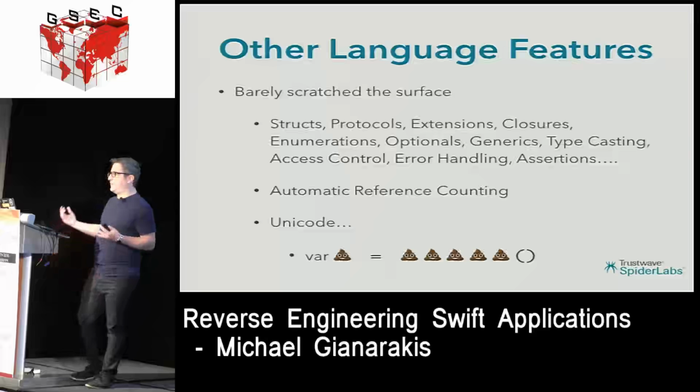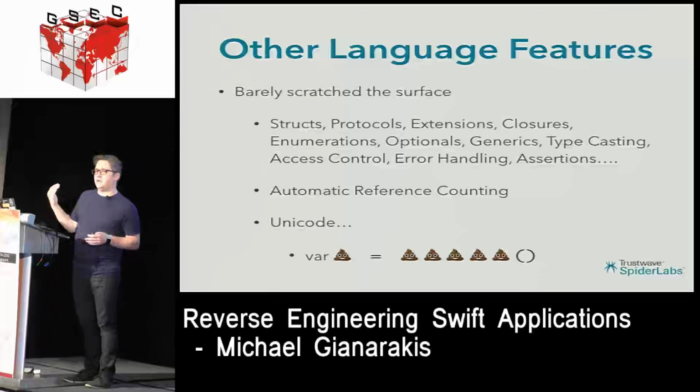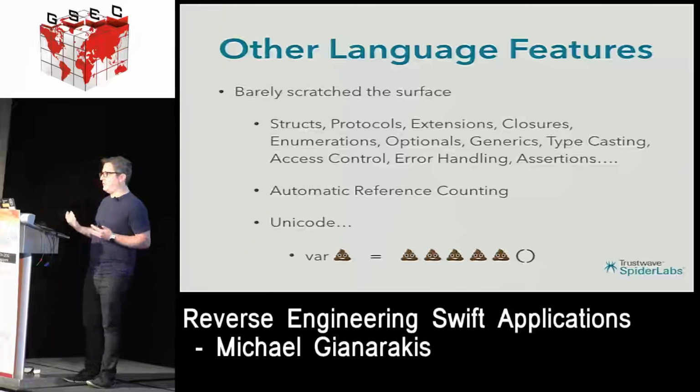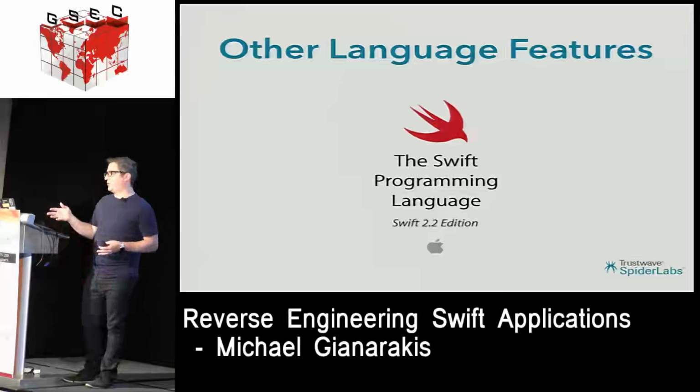Other language features. There's a bunch of other language features, right? So we've barely scratched the surface. Structs, protocols, extensions, closures, typecasting, generics, all that kind of stuff. Automatic reference counting is in there by default for those that have used that with Objective-C. There's Unicode as well, so that's great. If you're interested in learning a little bit more about the language itself and diving into it, then the Swift programming language book by Apple is really great, and it's free.